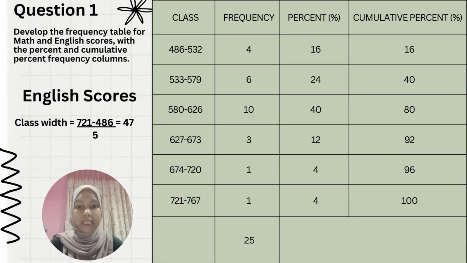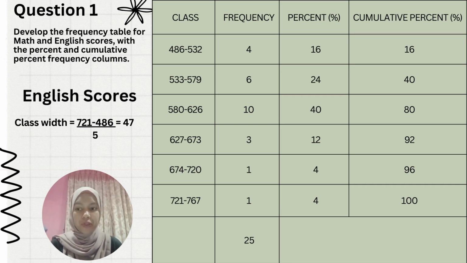So next for English scores, the class width is 47. The first class starts with 486 till 532 with frequency 4, percent 16 and cumulative percent also 16. The next class is 533 till 579 with frequency 6, 24% and cumulative percent 40.